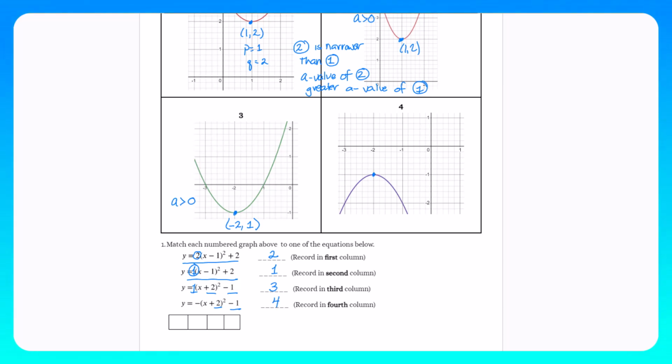But you can always check it. Of course, it's opening down, A is less than 0, and the vertex is (-1, -2) and 1. Now, this is a numeric response style question. So in an exam, you would fill in your spaces 2, 1, 3, and 4.